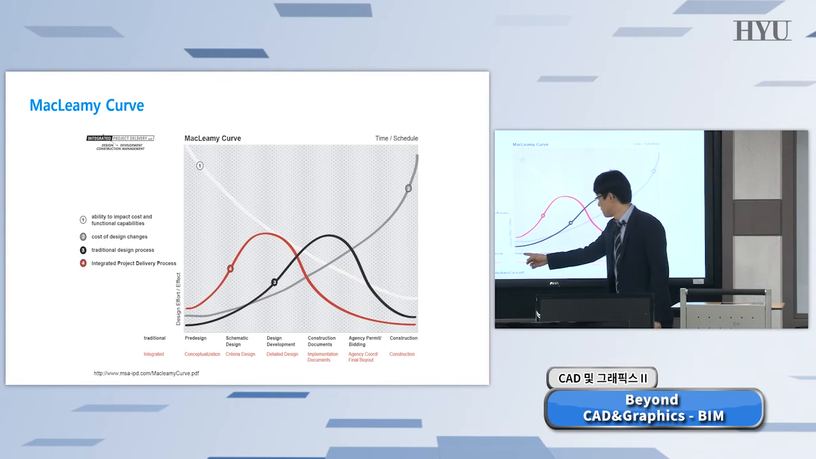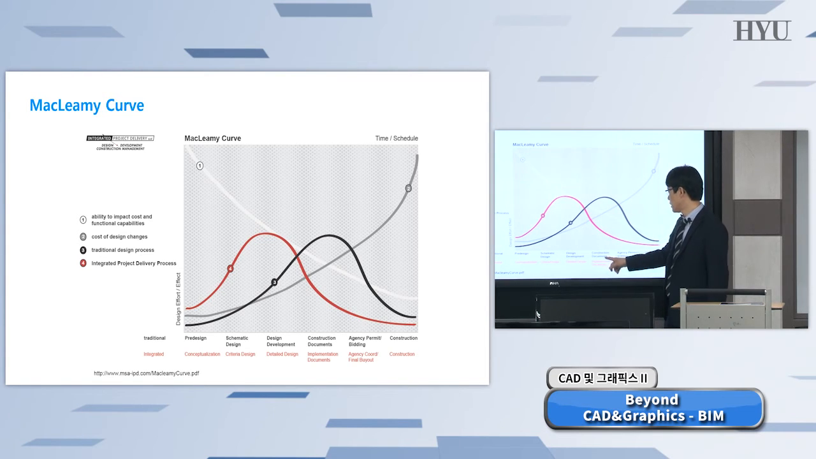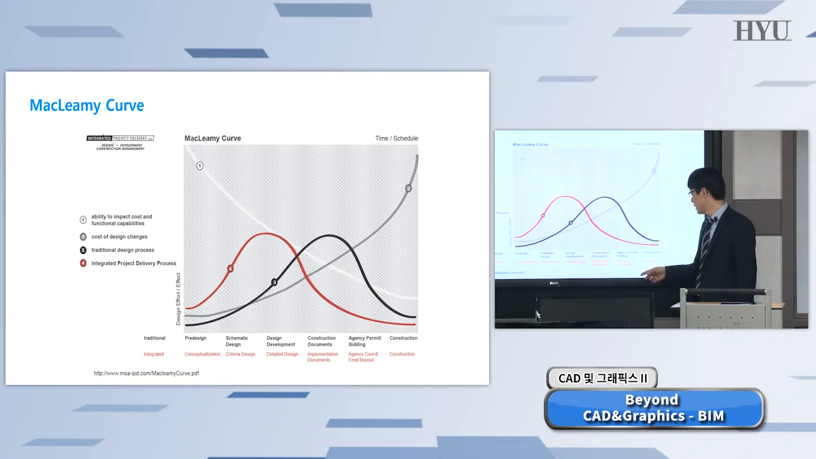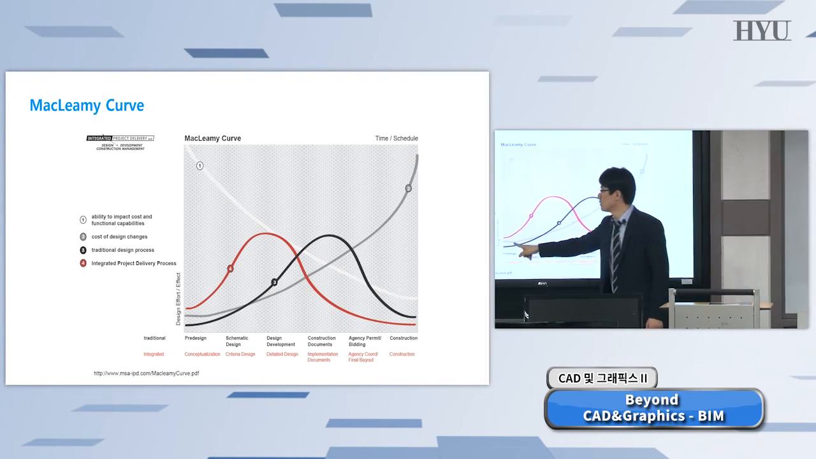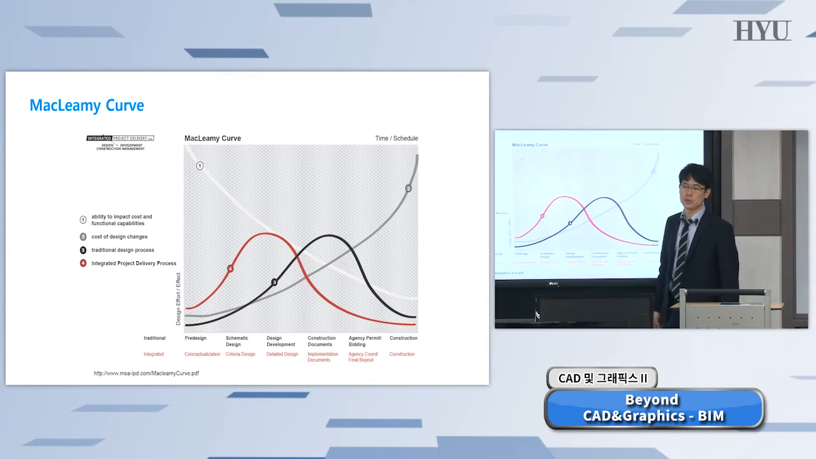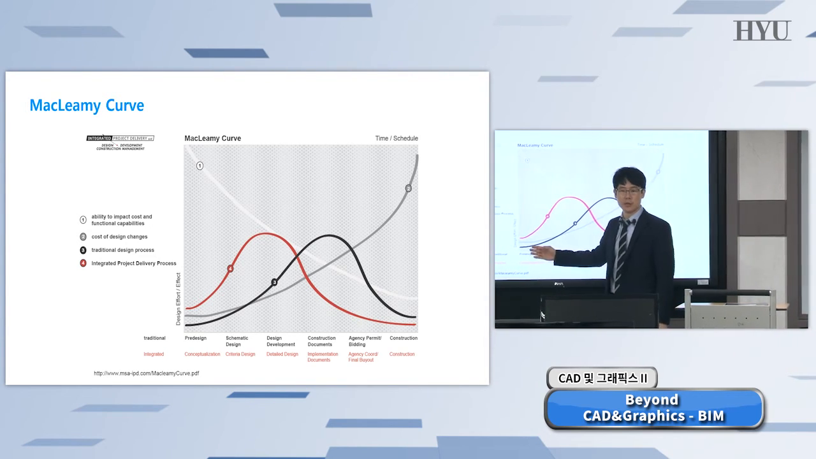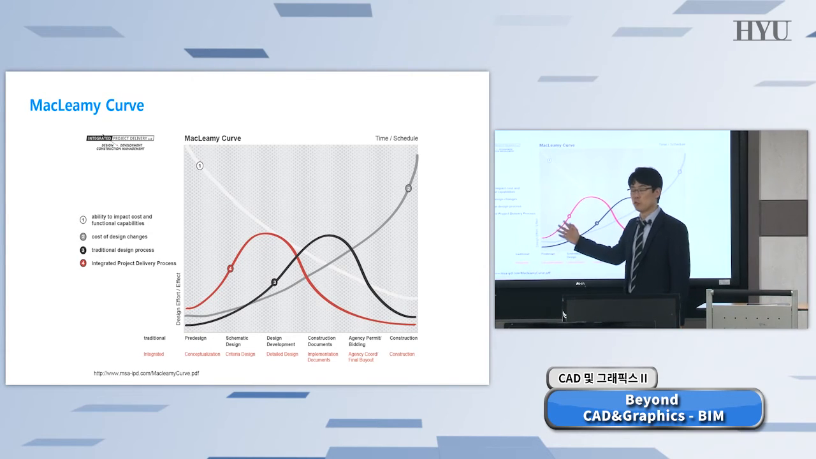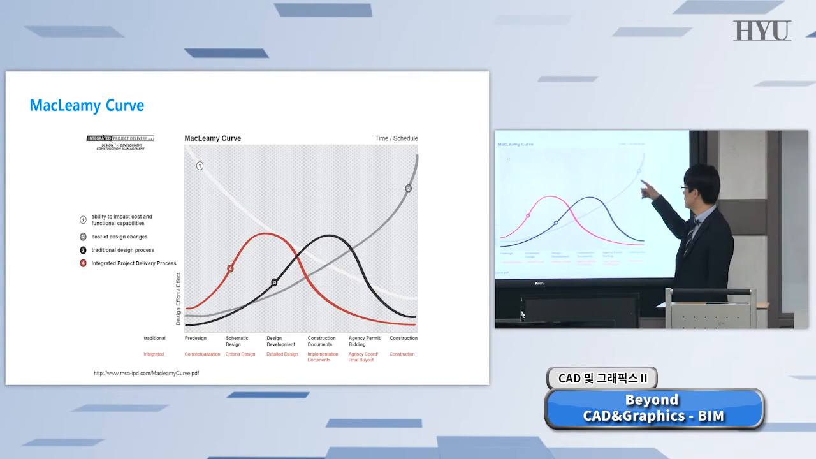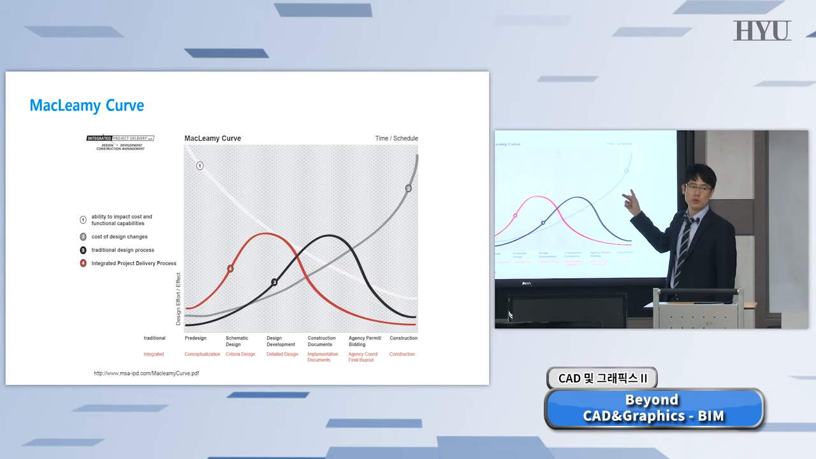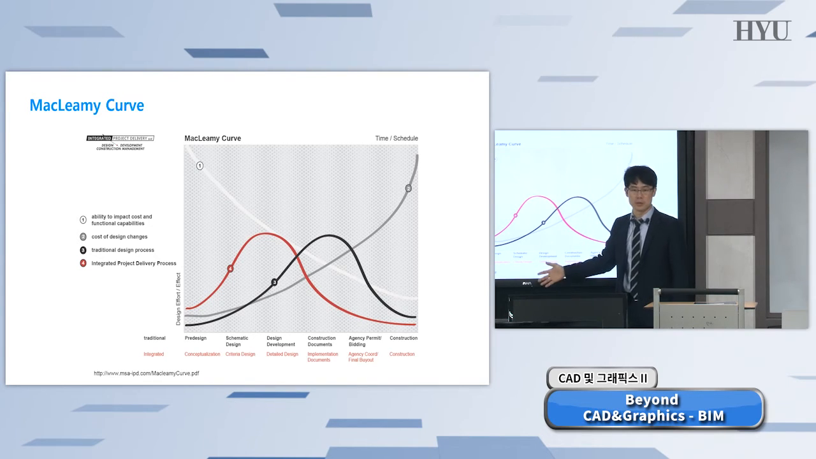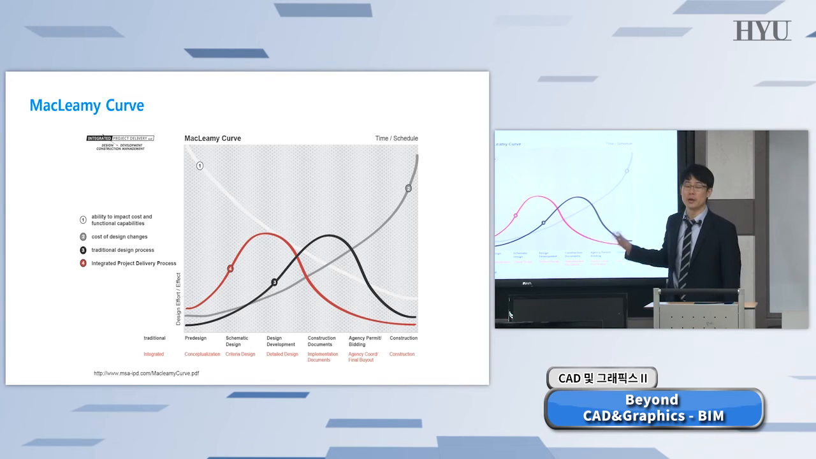So pre-design phase, schematic design, design development, construction documents, bidding, and construction phase. Let's take a look at the gray line, number 2, cost of design changes. Of course, at the beginning of the design, whatever we do, that's going to be our design, our plan. But what if we have design changes in the construction phase? That's going to be really expensive, okay? We have to change lots of things. It costs lots of money, time, human resources, and so on.